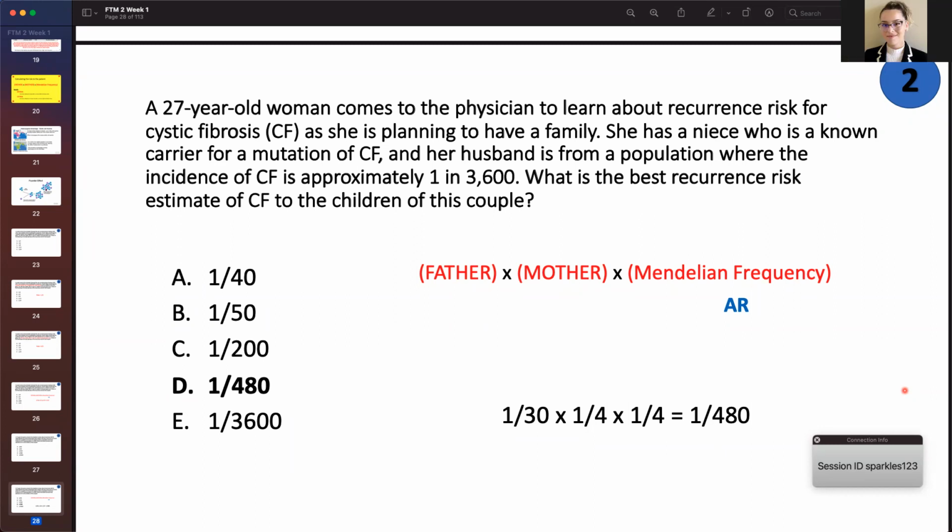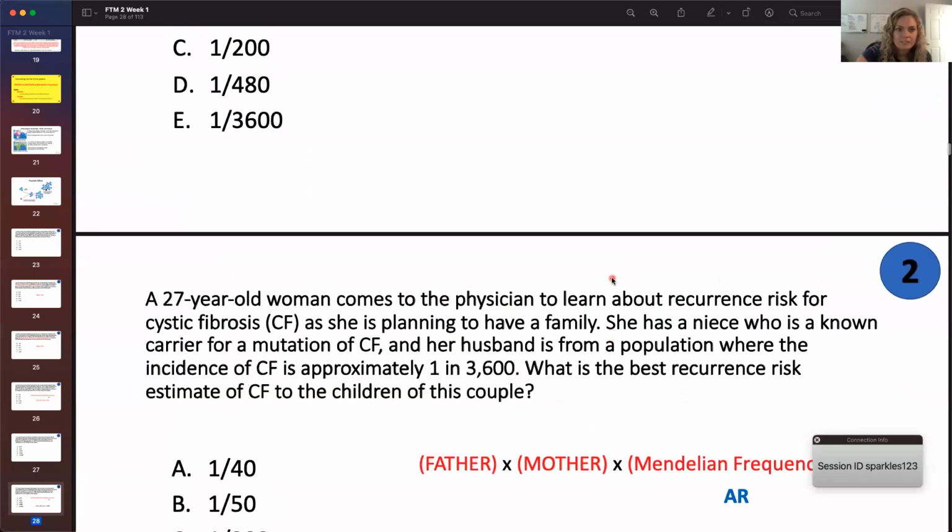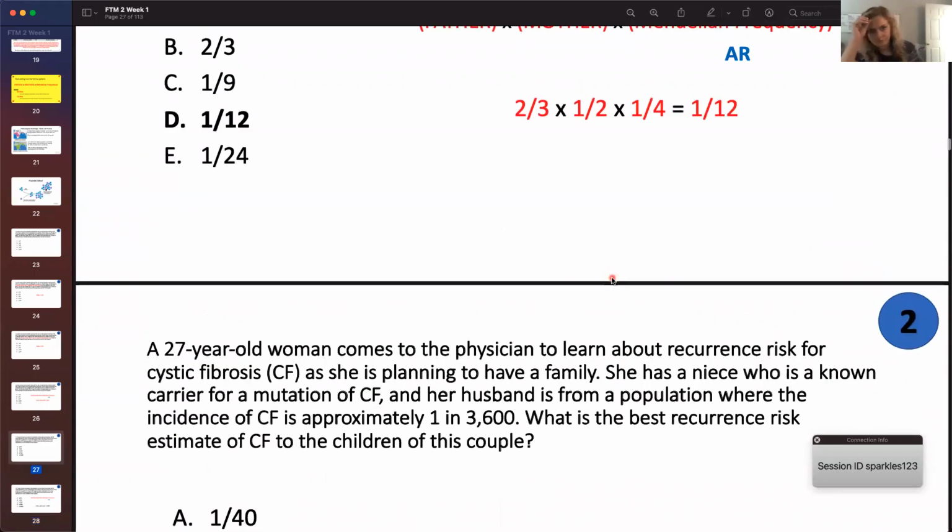Sorry, I have a question on the previous one. I understand the dad is 2/3 and the kid's risk is 1/4. I just don't understand why the mom is 1/2. Can we go back up a couple of slides, Kishore? Are you talking about the first question? Yeah.